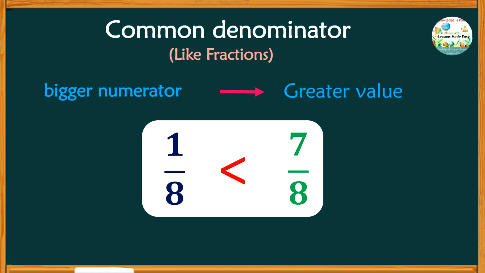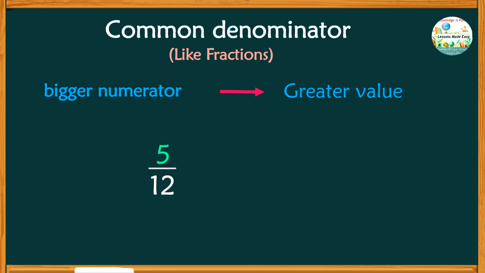Look at this example. 5 over 12 and 7 over 12. Both have a common denominator of 12, but 7 is more than 5. Therefore, 7 over 12 is greater than 5 over 12. Let's have another one. A common denominator of 10 and numerators 9 and 3. Obviously, 9 is more than 3 and therefore 9 over 10 is greater than 3 over 10.